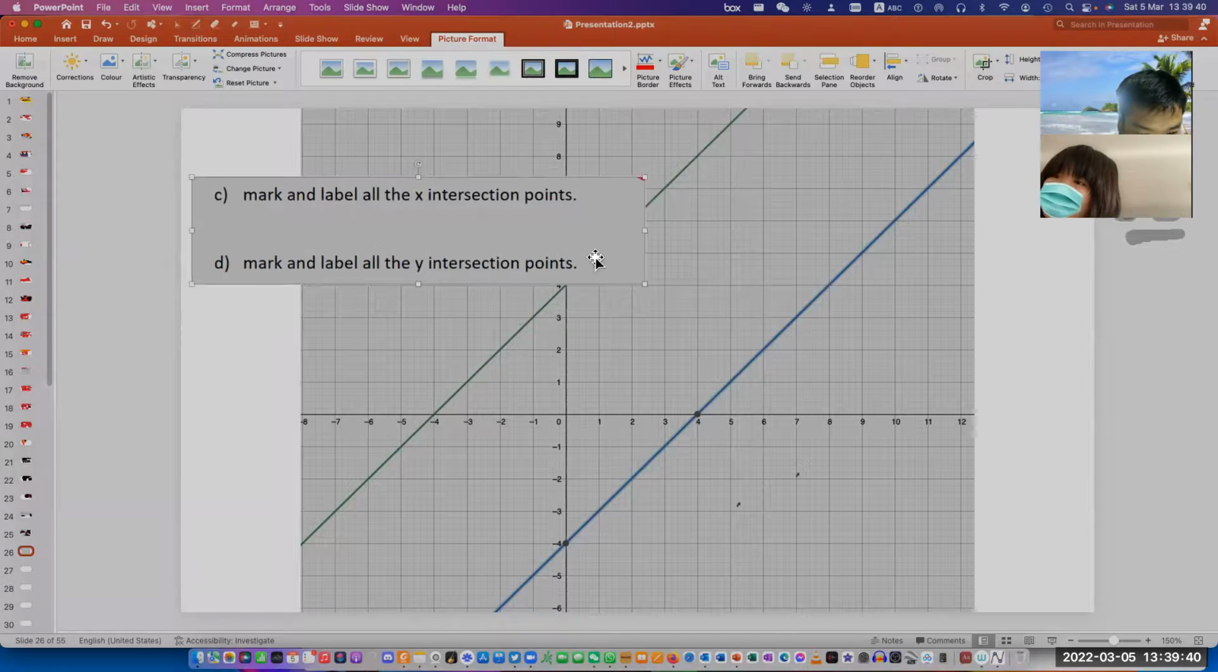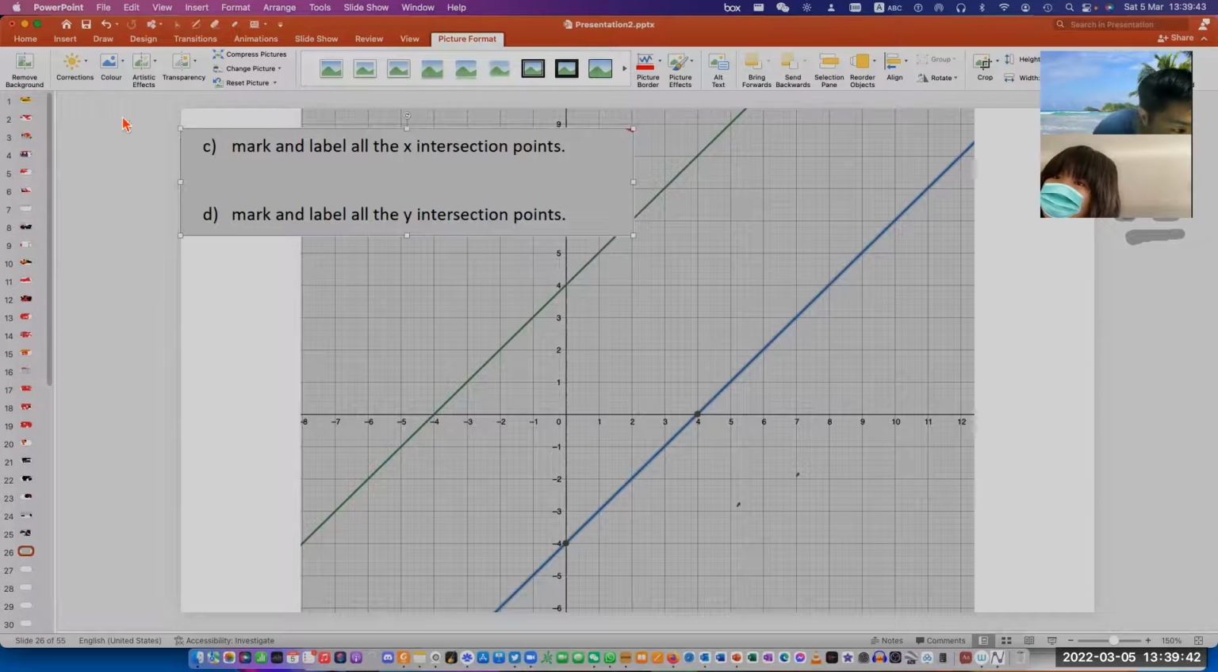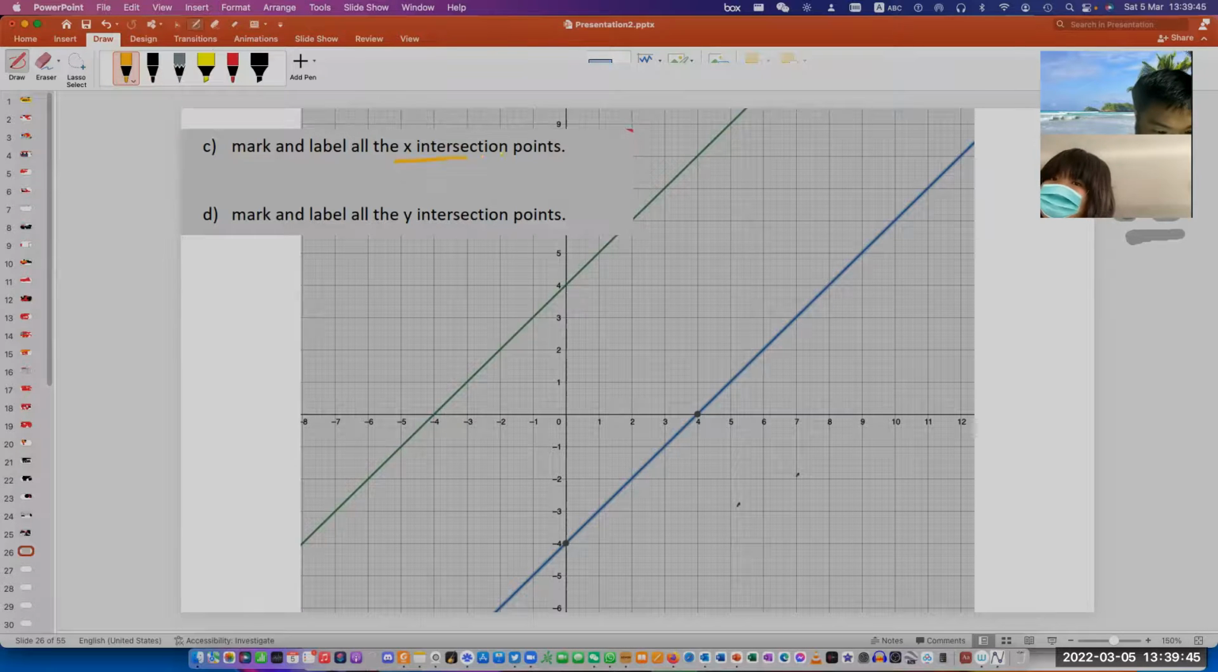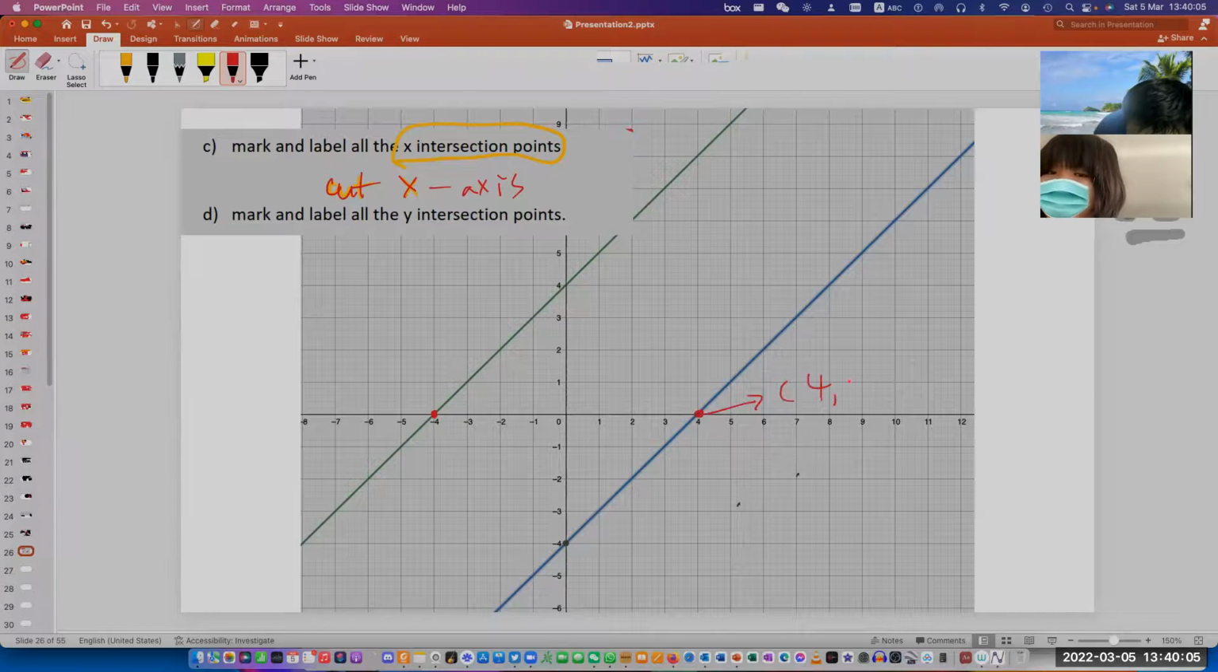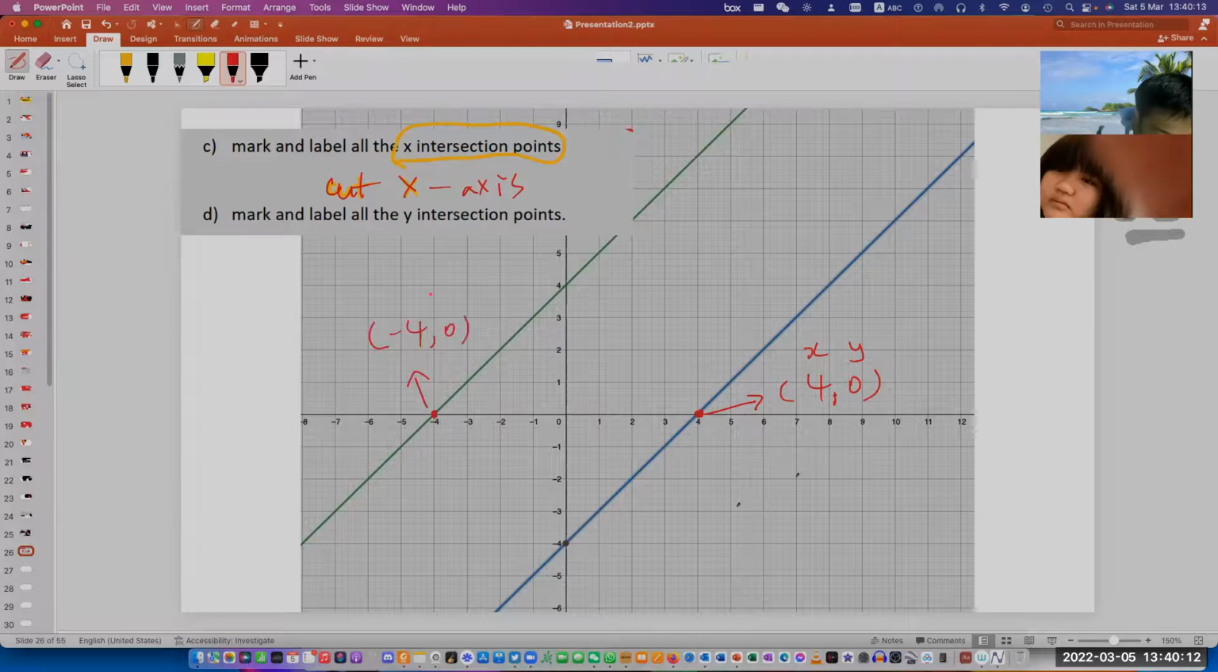What's the meaning of x intersection point? X-intercept. That means where it cuts the x-axis. Let me choose a color. So I see here it cuts the x-axis, and here it cuts the x-axis. So what is this point? This point is 4 and 0. X comes first. Then this point is negative 4 and 0. So the 2 answers are these 2.